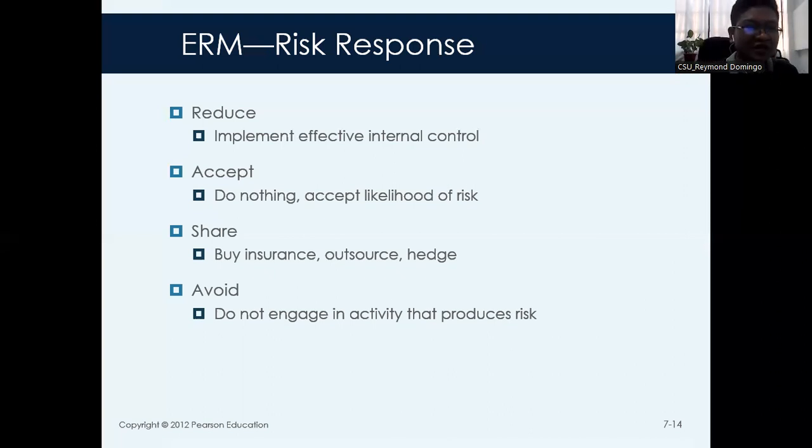And the fourth response, we could avoid risk. Ito yung do not engage in activity that produces risk. However, hindi natin pwedeng gawin to all the time, class, or else hindi ka na magnenegosyo. Therefore, etong avoidance of risk, pakonti-konti lang to. Ang sinasabi lang nito, we should be aware of ano yung pinapasok natin na mga activities or investment. Alam natin kung asan yung kakayahan natin, asan yung kaya lang natin i-manage. Because kung sobra-sobra yung risk level, baka hindi na natin kayang i-manage yun. Therefore, huwag tayong mag-engage in those type of activities.